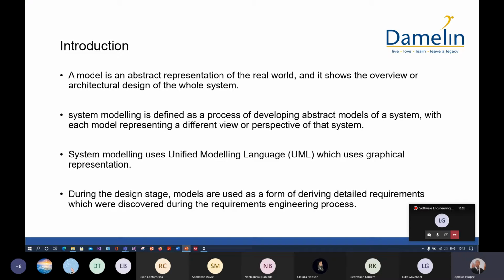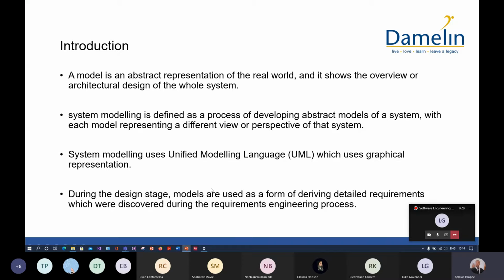Systems modeling uses what we refer to as unified modeling language, which uses graphical representations. All of these models, or these diagrams that we're going to talk about today, are referred to as UML. So if you're asked in an exam or a test to use a UML diagram to model the requirements given in a case study, UML are represented by these diagrams that we're going to talk about, graphical representations.